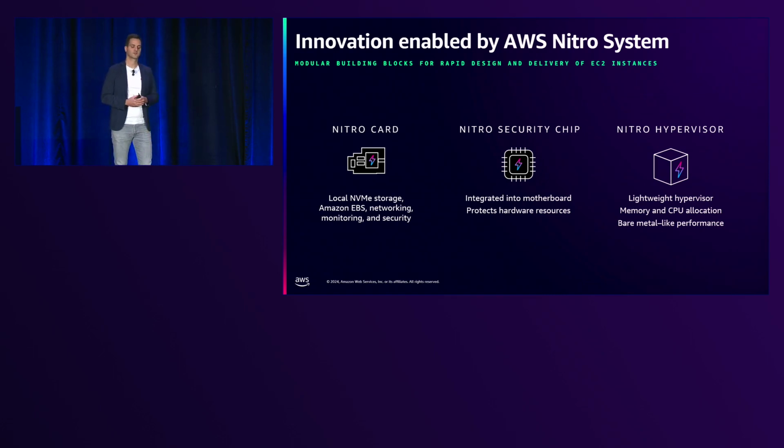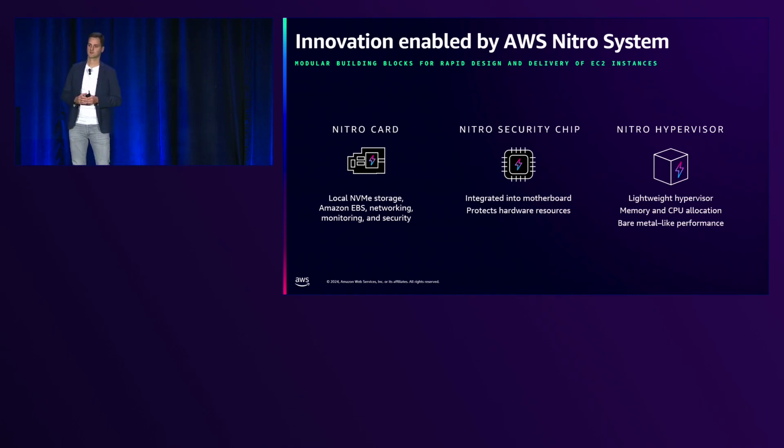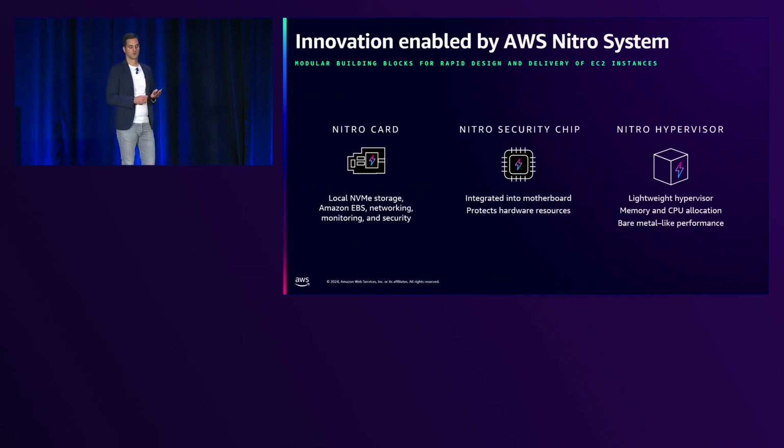The second component is the Nitro chip, which is integrated into the motherboard with a locked-down security model, which prohibits all administrative access, even those of Amazon employees. The third component is the Nitro hypervisor, which is our lightweight hypervisor.